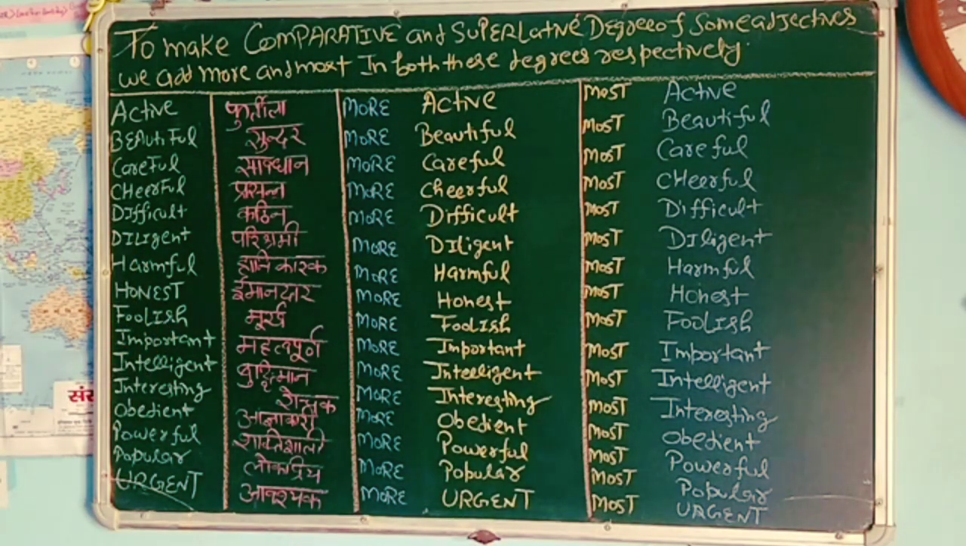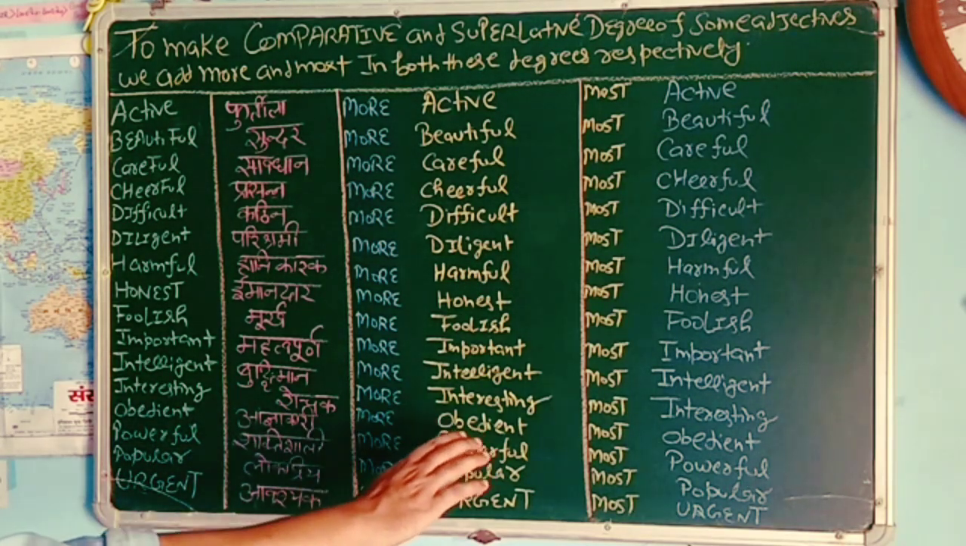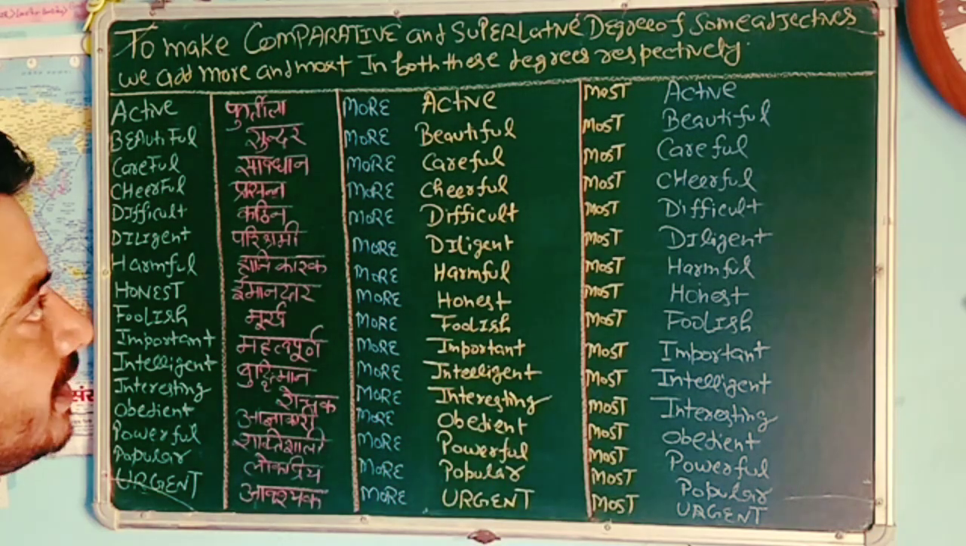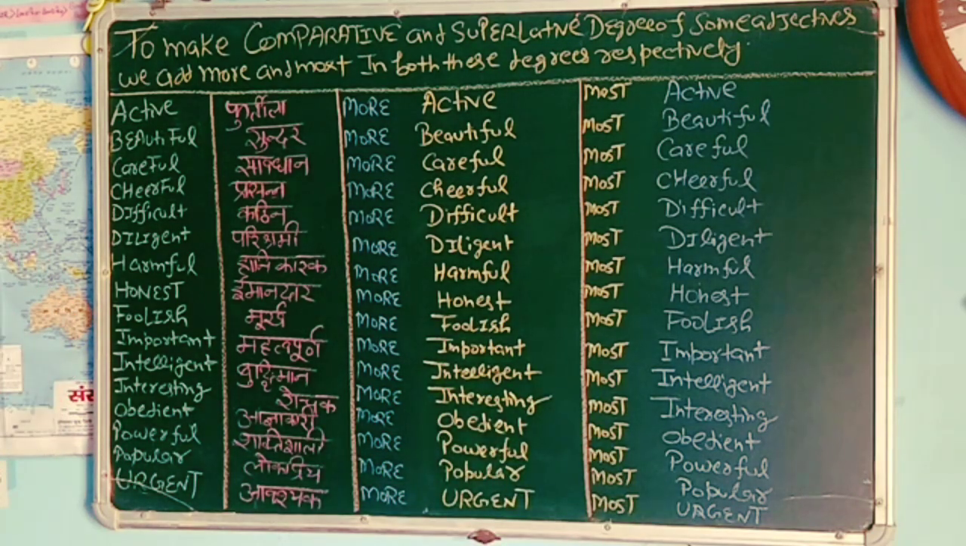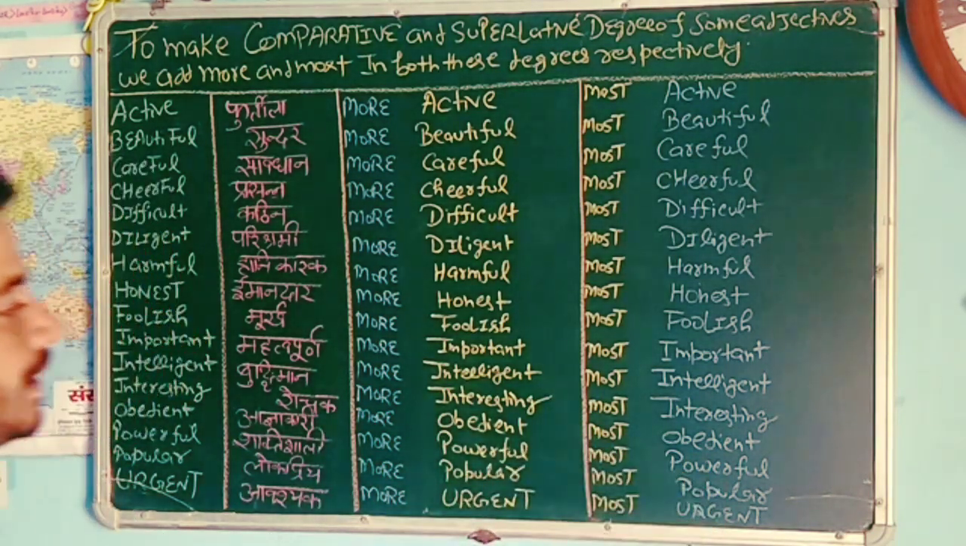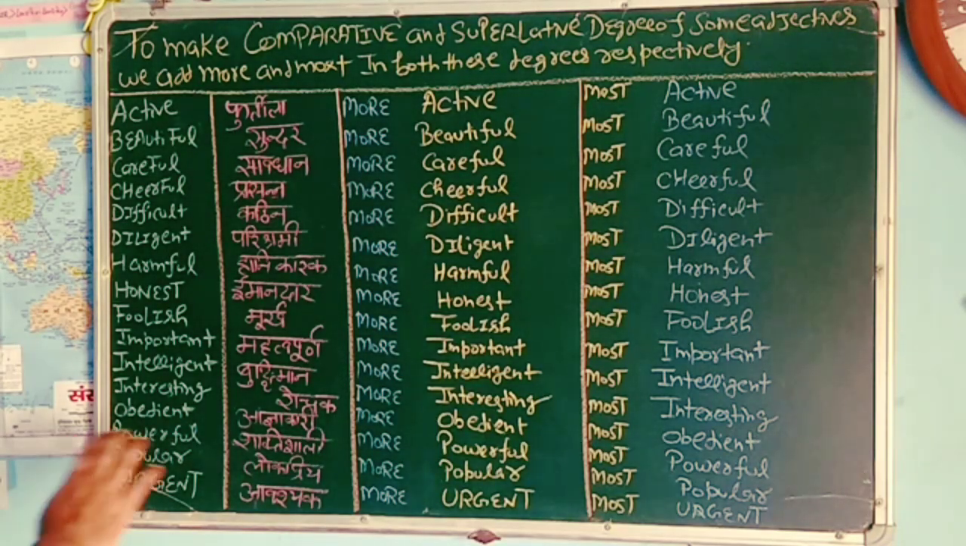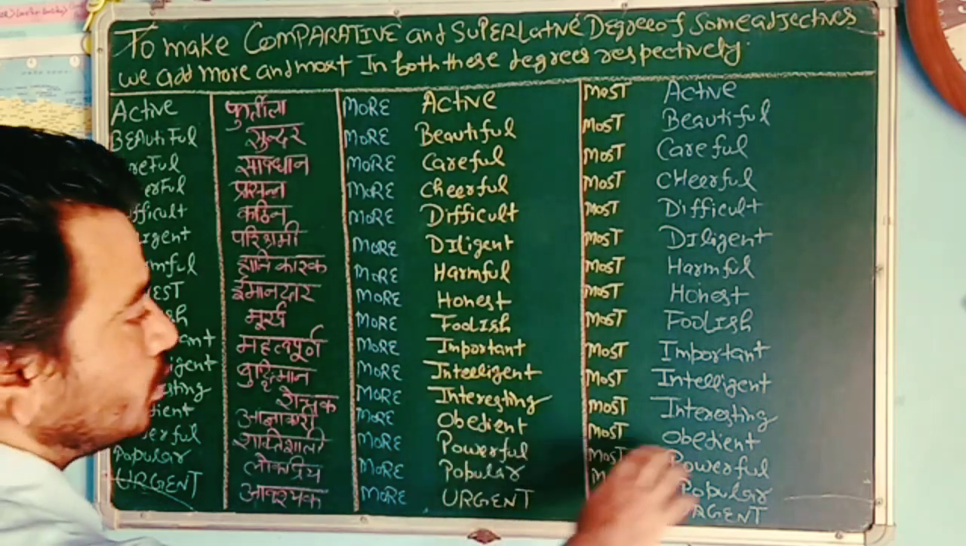So our next adjective is obedient. The word obedient means आज्ञाकारी in Hindi. If you want to make the comparative degree of this adjective, it becomes more obedient, and if you want to make the superlative degree of this adjective, it becomes most obedient. So our complete degree of comparison becomes obedient, more obedient, and most obedient.